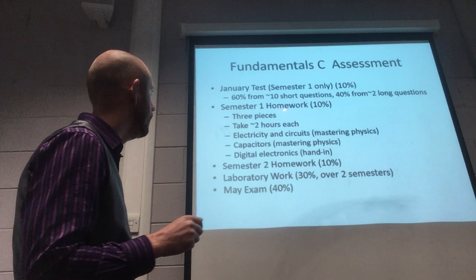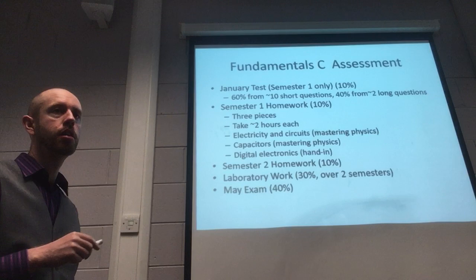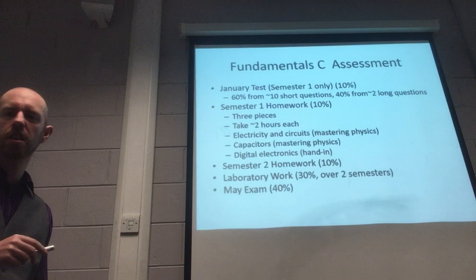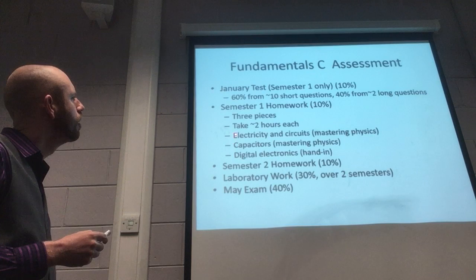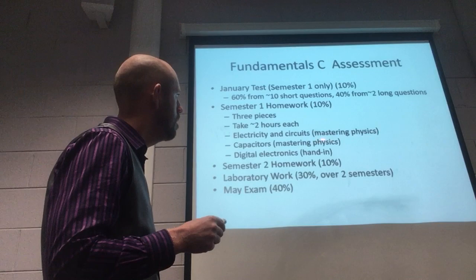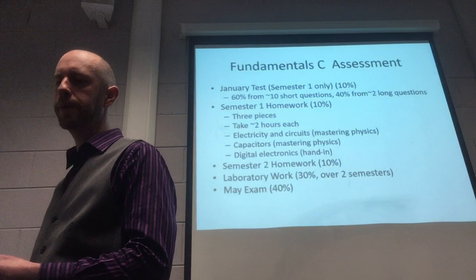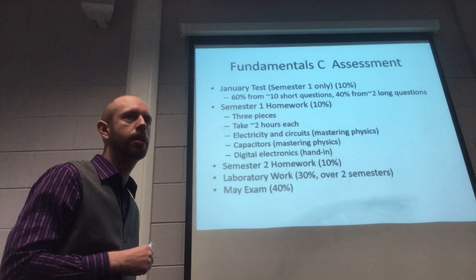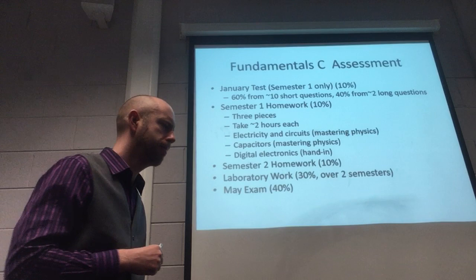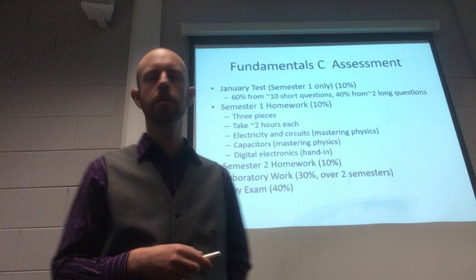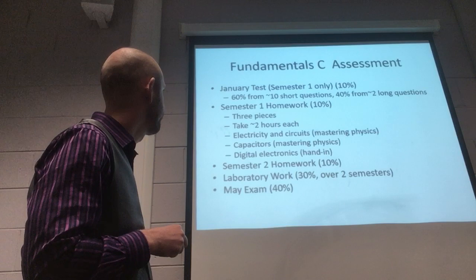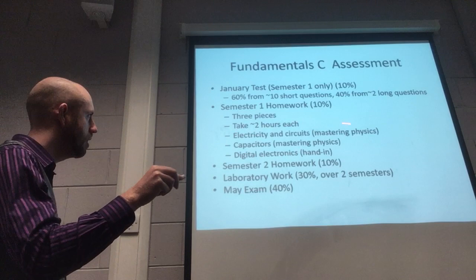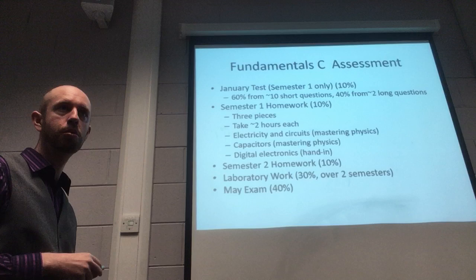Then there'll be three pieces of homework, which together will give 10% of the grade for this course. They should take around 2 hours each, just as a rough guide. There'll be one on electricity and circuits in the first section, which will be done using the Mastering Physics website, the website connected with the Mastering Physics textbook. There'll be one on capacitors, again from the Mastering Physics website. And then a third one on digital electronics, which will just be a hand-in. There'll be somewhere on Blackboard where you can submit that, just because there isn't anything suitable in the Mastering Physics website. So these are easy marks, really. It's a no-brainer to do these homeworks. You get the whole 10% for all three of them.